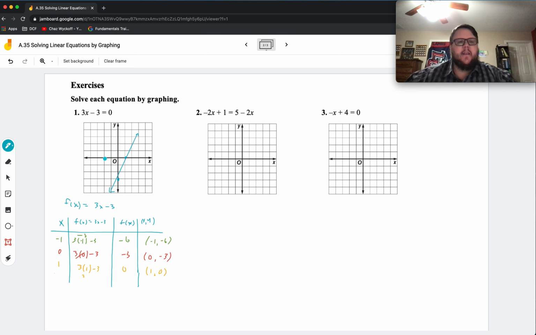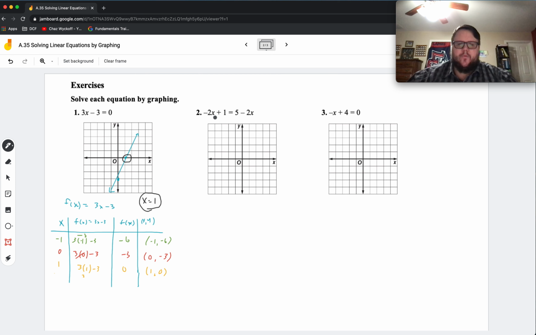So that's my line. And I'm going to look, where does it cross the x-axis? Right there. What does x equal? X equals 1, positive 1. So that's my solution.